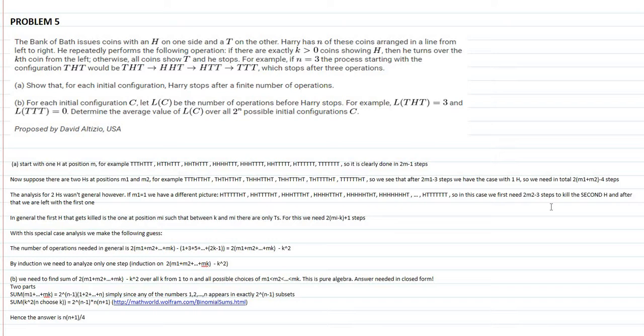So we actually first kill the second H, and then what remains is the first H. We see that there is a bit more to it. However, in this case as well, we do need the same number, 2m1 plus m2 minus 4 steps. So maybe we are thinking in the right direction. Maybe it's good. However, we have to adjust it a little bit, as you see here.